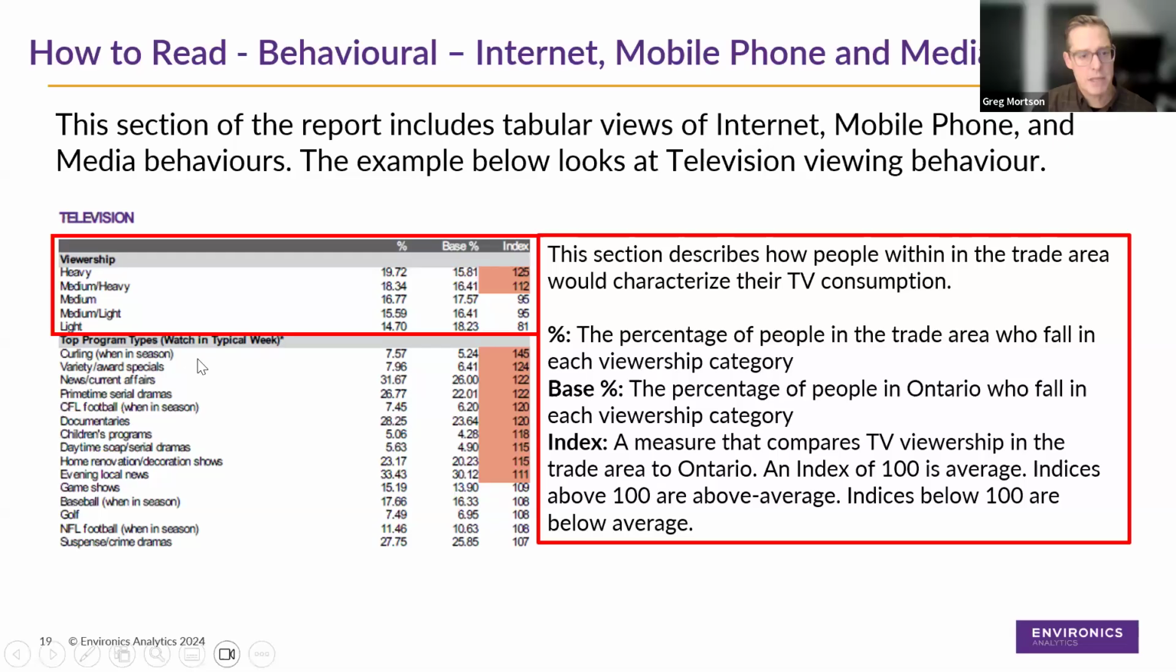And for each of them, you'll see below here what they're doing inside those channels. So for example, here for television, what programs are they tuning into? You can see in this trade area, curling is very popular when in season. That index is 145, so they're 45% more likely to watch curling in my trade area than the rest of the province. So how does that knowledge influence some of the services I provide? Maybe not at all, but a lot of times it's just helping you develop a more holistic view of who people are in your neighborhood so that you're more attuned to what they need.